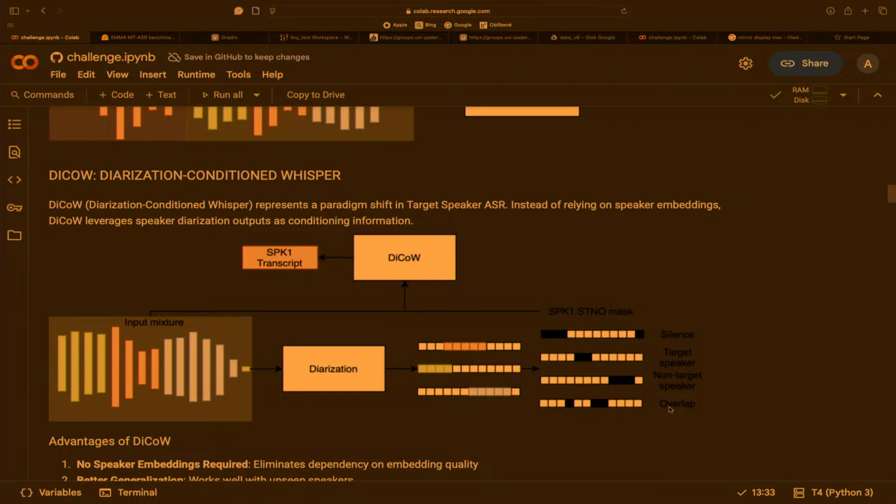And the question remains, how do we feed it with it? What can we do? I want to hear some ideas. How can we feed this mask into Whisper?